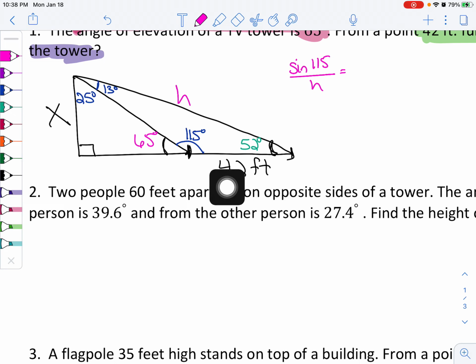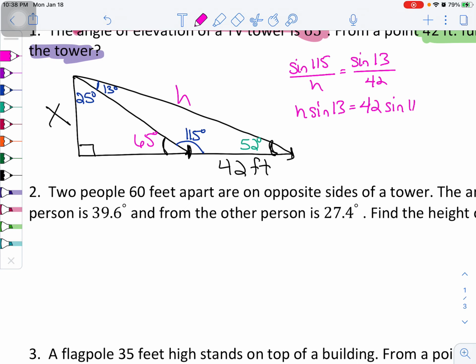Now, this side down here is 42 feet, not 42 degrees, 42 feet. And it is opposite to this 13-degree angle. So make sure you match those up. So that's going to be sine of 13 over 42. So I'm going to do some cross multiplication here to solve for h. So h sine of 13 equals 42 sine of 115. So h is equal to 42 sine 115 over sine of 13.